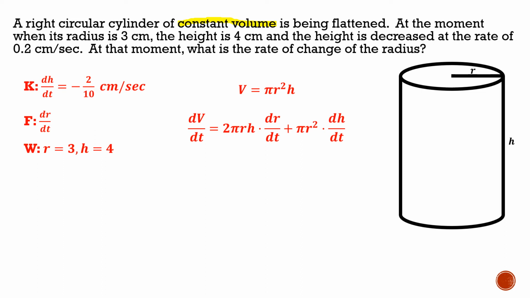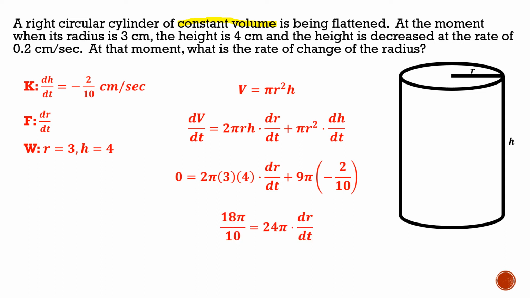Understand that I use the product rule to do that: first times the derivative of the second plus second times the derivative of the first. Now when I plug in my values, again, dV/dt goes to 0. I plug in my r and my h, and I also plug in my dh/dt. Now simplifying this and solving for dr/dt, I get 18 pi over 10 equals 24 pi dr/dt, or dr/dt equals 3 over 40 centimeters per second.